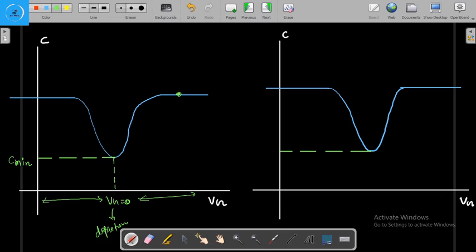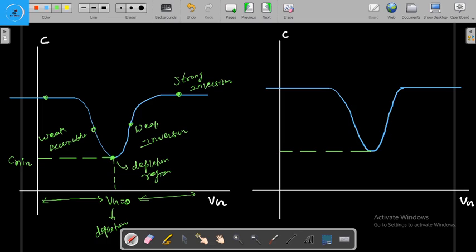So for positive gate voltage, this is the strong inversion, because here we are applying the positive gate voltage. This is the weak inversion. This is the depletion region. This is again the weak accumulation. And this is the strong accumulation, right?